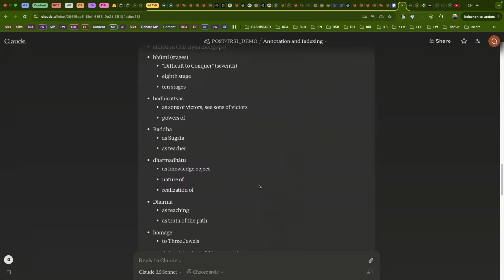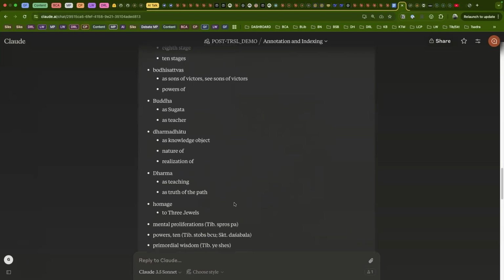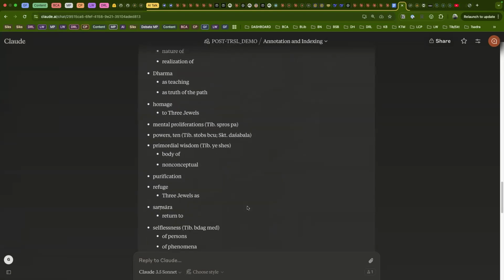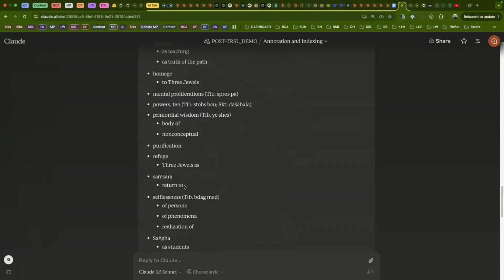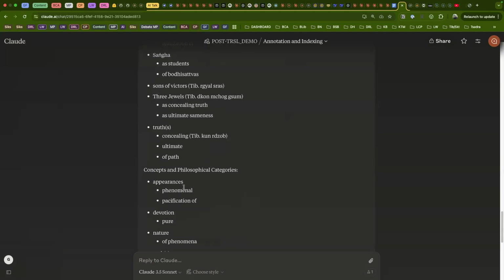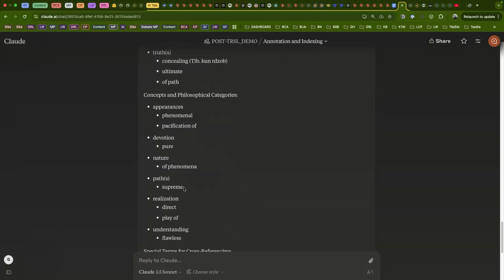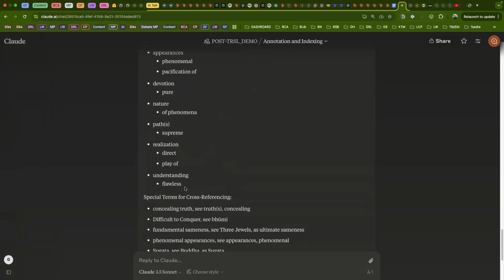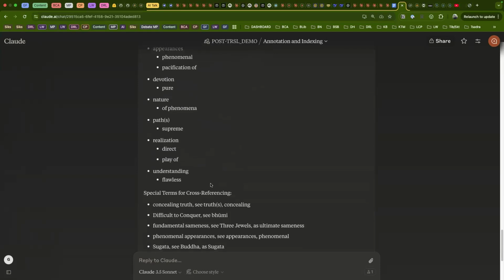It's quite nice. So yeah, in this little text I tested it on, it found a lot of good stuff, and technical terms are identified. So it's something that is very promising. Now, one issue I'm seeing is the linkage between this index, the skeleton of the index, and the page numbers.